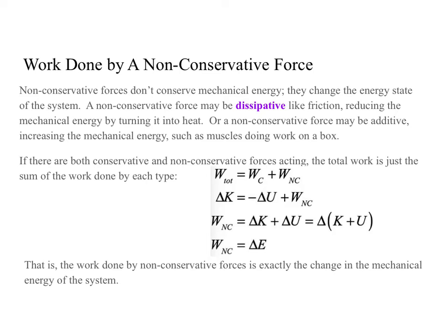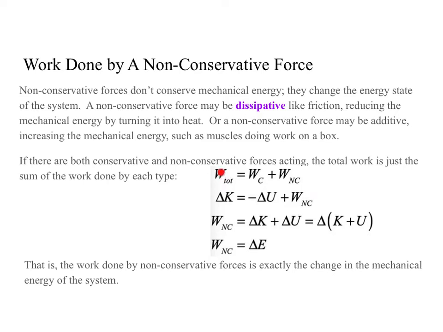The potential and kinetic energies are essentially internal, and they can redistribute energies among parts of the system, but they can't increase or decrease the energy state. A non-conservative force may be dissipative, like friction, reducing the mechanical energy by, for instance, turning into heat. Or a non-conservative force may be additive, increasing the mechanical energy, such as muscles doing work on a box that you're pushing. If there are both conservative and non-conservative forces acting, then the total work is just the sum of the work done by each type.